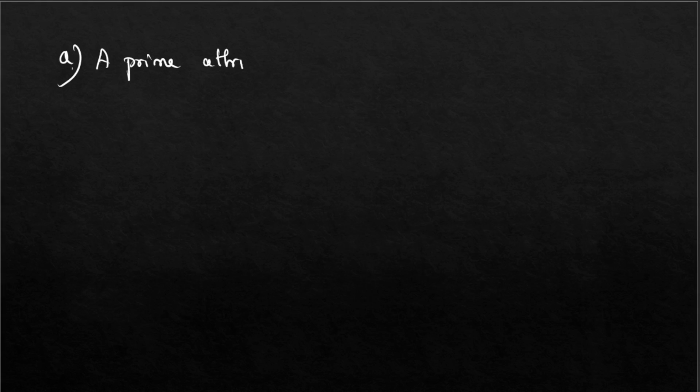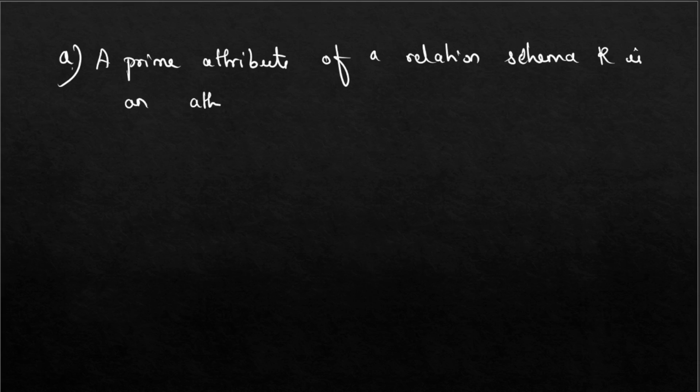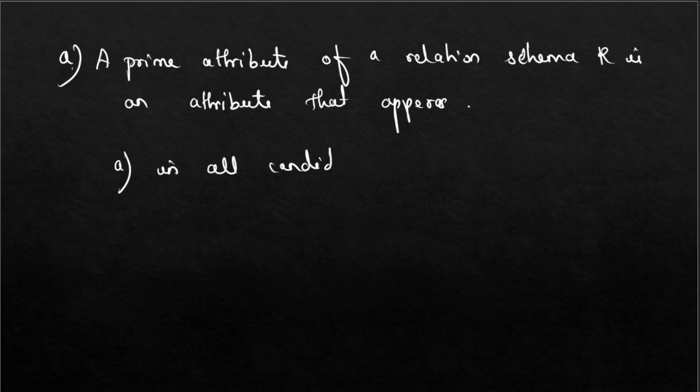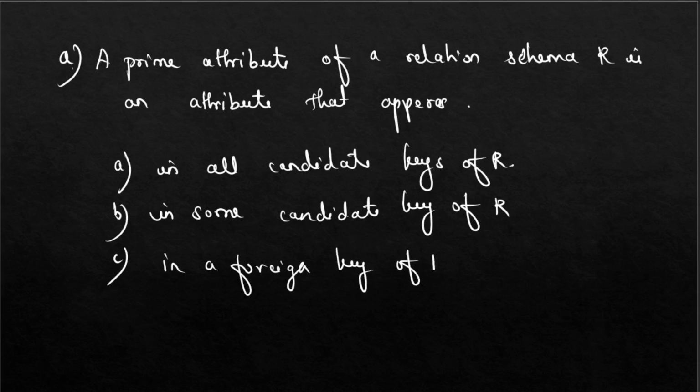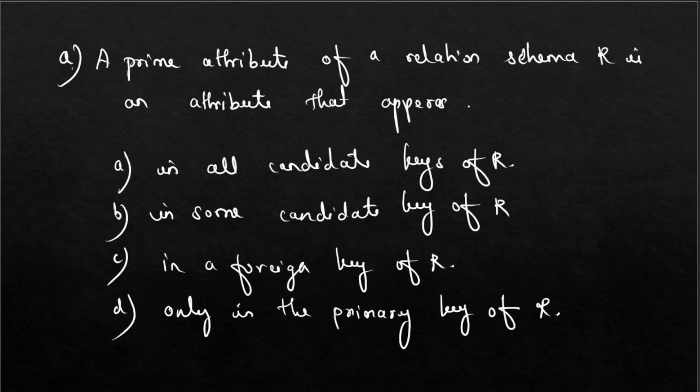A prime attribute of a relation schema R is an attribute that appears: in all candidate keys of R, in some candidate key of R, in a foreign key of R, or only in the primary key of R. So answer which is correct, everyone.